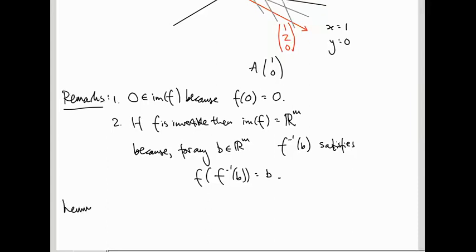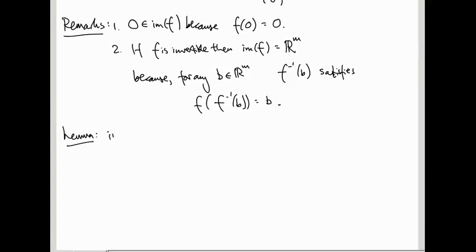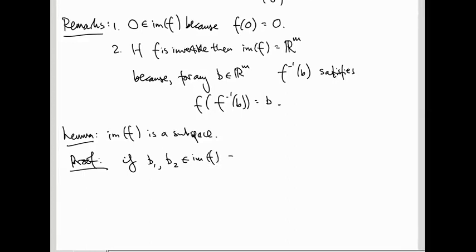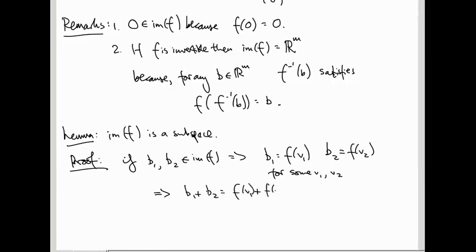Let's prove the lemma that the image is a subspace. Right, I've been saying subspace, but I haven't actually proved it. What do we need to do? We need to show that if B1, B2 are in the image of F, then so is their sum. Well, if they're both in the image, then B1 is F of V1 and B2 is F of V2 for some V1 and V2. And that means B1 plus B2 equals F of V1 plus F of V2, which equals F of V1 plus V2 because F is linear. And that tells us that B1 plus B2 is in the image of F because it's of the form F of something.